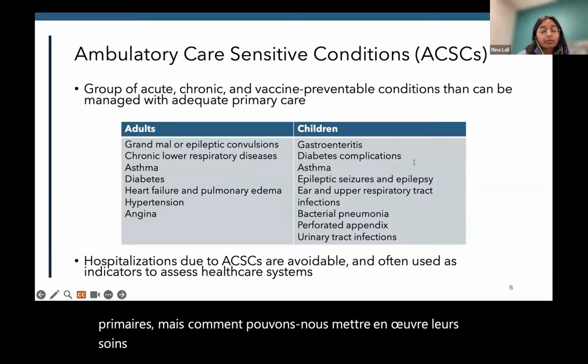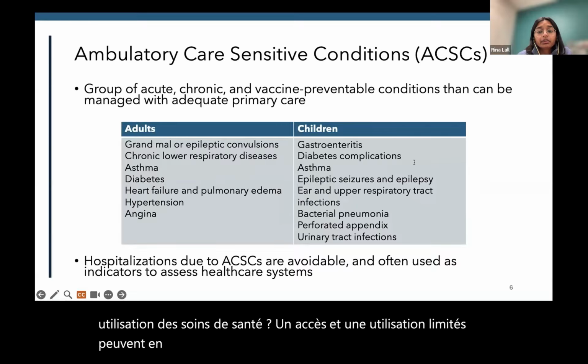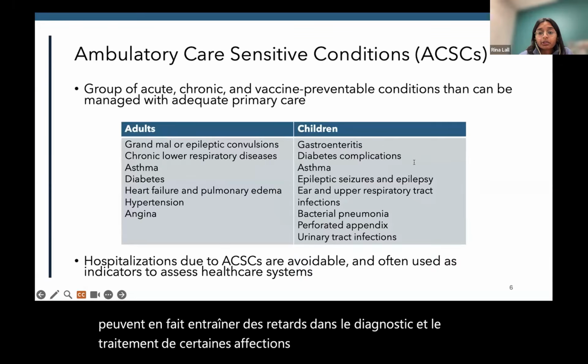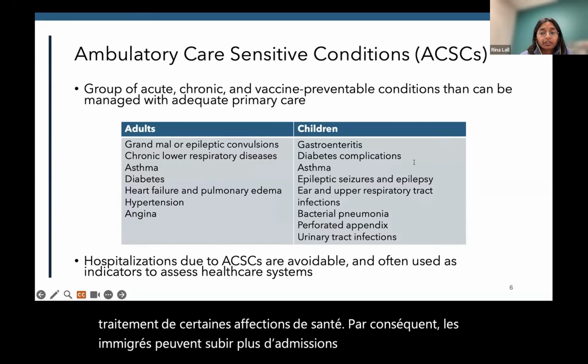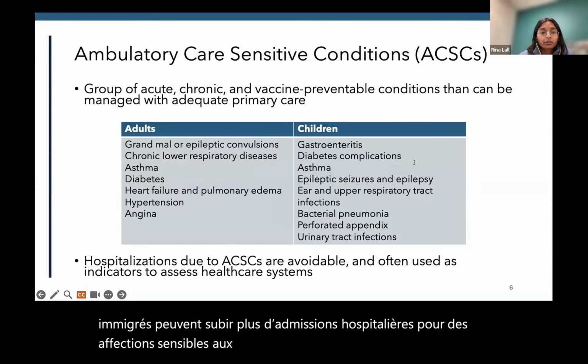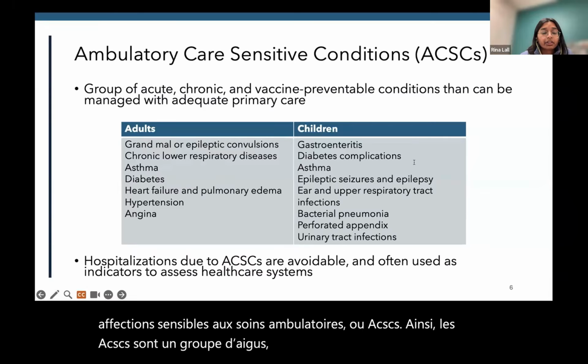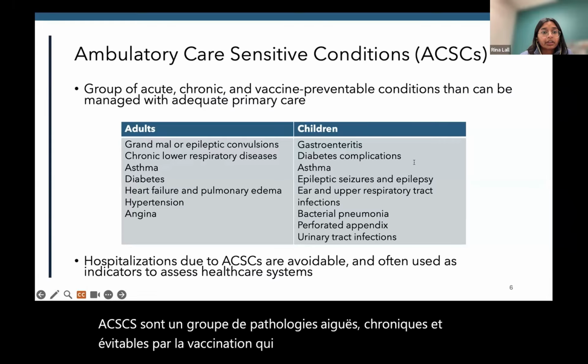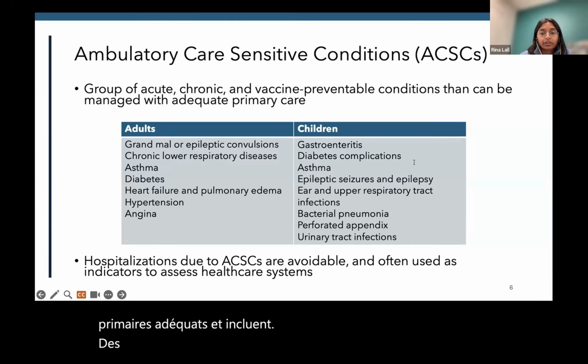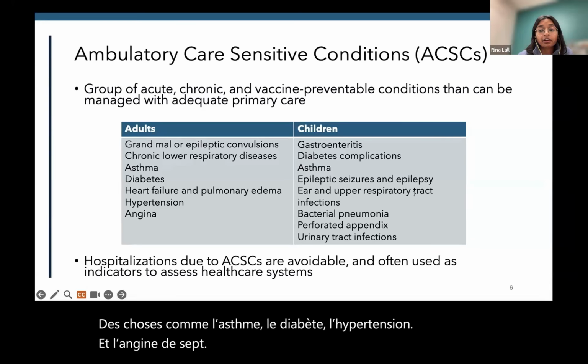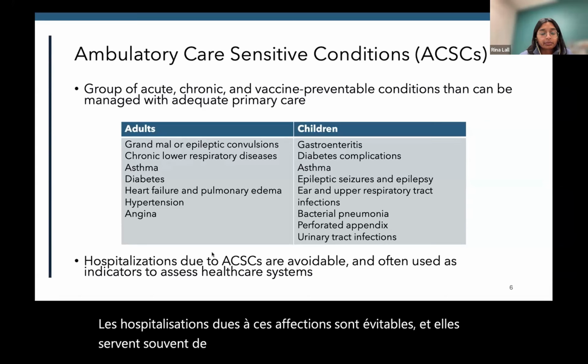Limited access and utilization may in fact lead to delays in diagnosis and treatment of certain health conditions. Consequently, immigrants may experience more hospital admissions for ambulatory care sensitive conditions, or ACSCs. So ACSCs are a group of acute, chronic, and vaccine preventable conditions that can be managed with adequate primary care and include things like asthma, diabetes, hypertension, and angina. Hospitalizations due to these conditions are avoidable, and they're often used as indicators to assess healthcare systems.